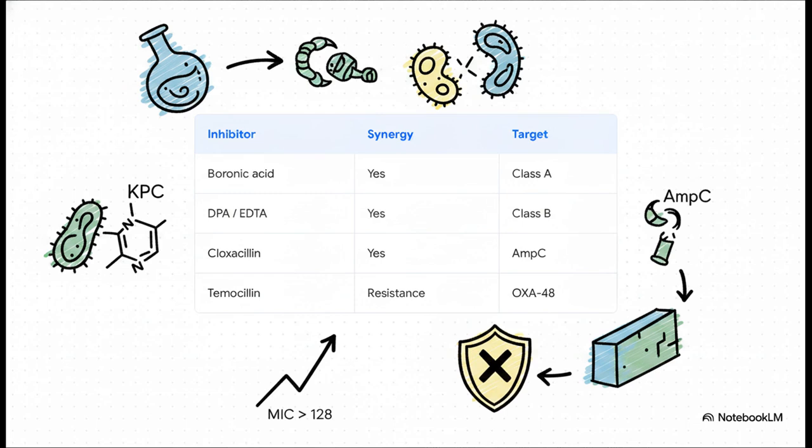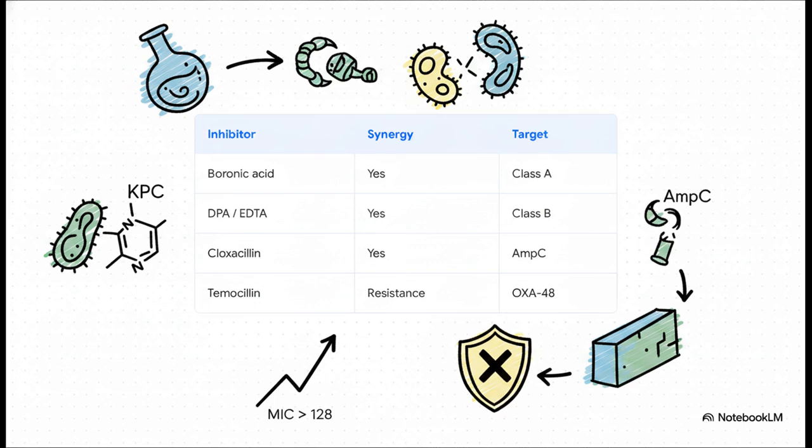And here is the breakdown of those interrogation tools. If tossing in boronic acid creates synergy, your suspect is a Class A carbapenemase, like KPC. If dipicolinic acid, or EDTA, does the trick, you are looking at a Class B metallo-beta-lactamase, or MBL. Cloxacillin, we use that to isolate AmpC enzymes.